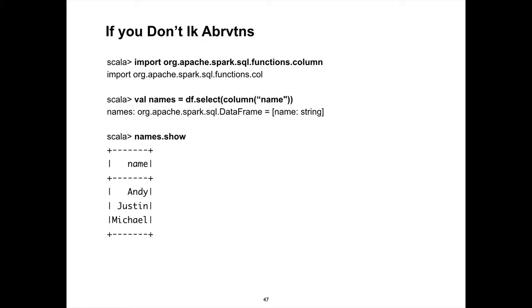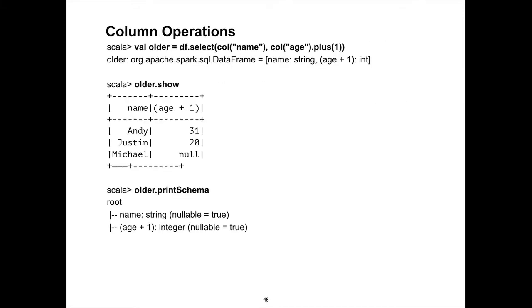And if you like abbreviations, you can use the same class that gets a column. Instead of col, parentheses name, I can do column. We can now do operations on columns, right? So I can say, let's do a select. I want both the name and the age, but I want to add one to the age. And what I get is another data frame, and the name of one column is name, the other is age plus 1.